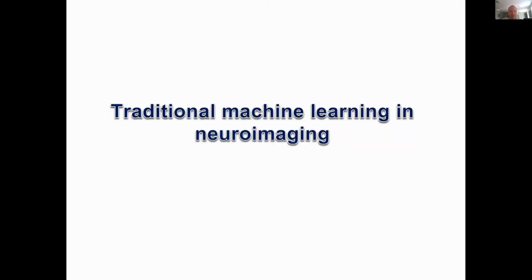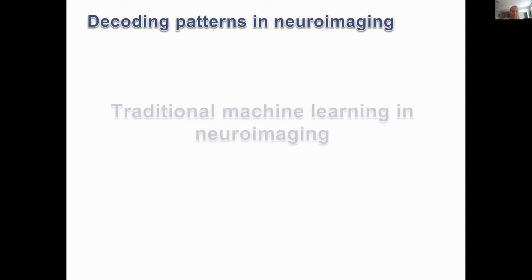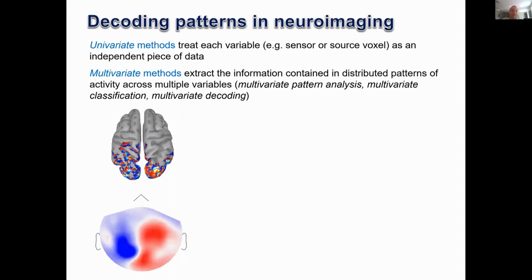So let me start with some information about classical machine learning and how it is used. It really offers a lot in how we analyze the signals, and then I will proceed to also deep learning applications in the second half of the talk. The main method of analysis of neuroimaging data is univariate methods, meaning that every variable is analyzed separately as an independent piece of data.